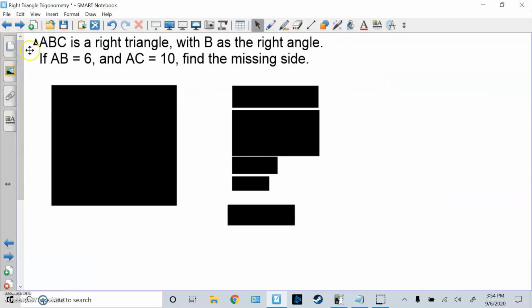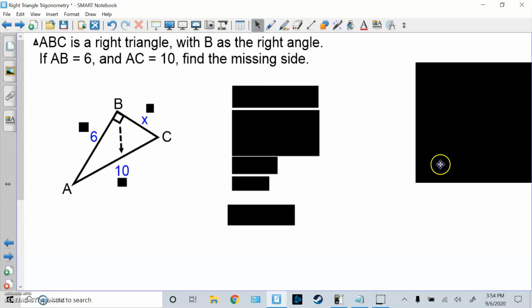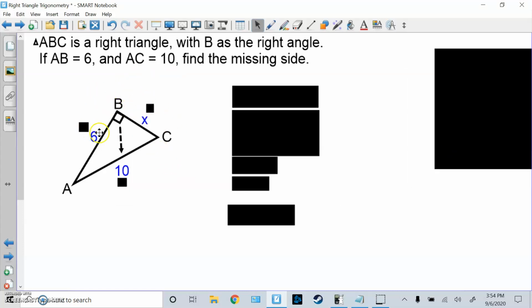Alright, so if triangle ABC is the right triangle with B as the right angle, if AB is 6 and the measure of AC is 10, find the missing side. So you draw a picture, here it is, right triangle with B at the right angle mark. A to B is 6. A to C is 10.